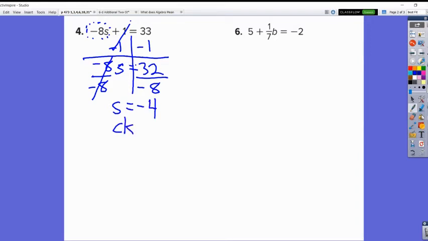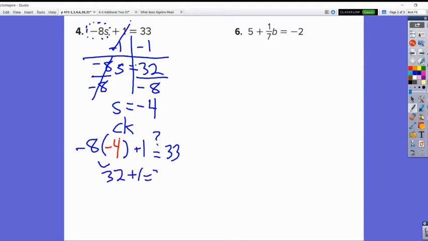And the check for this one, negative 8 times s plus 1 might equal 33. We'll put in a minus 4 here, and then use the order of operations. So negative 8 times negative 4 is 32, and 32 plus 1 is 33. Both sides come out to be 33. So that's a good answer.